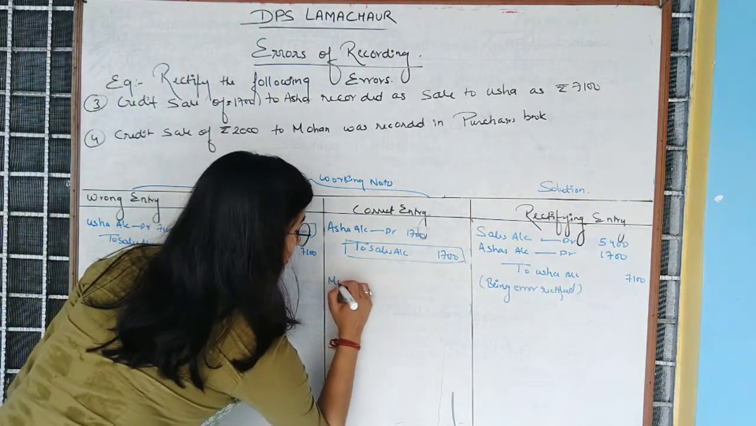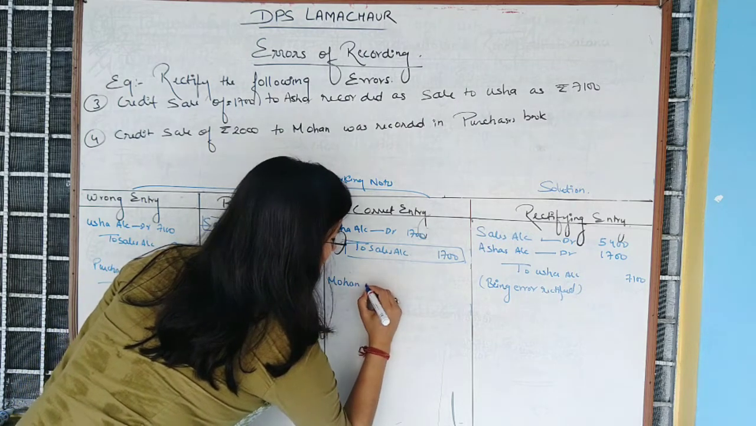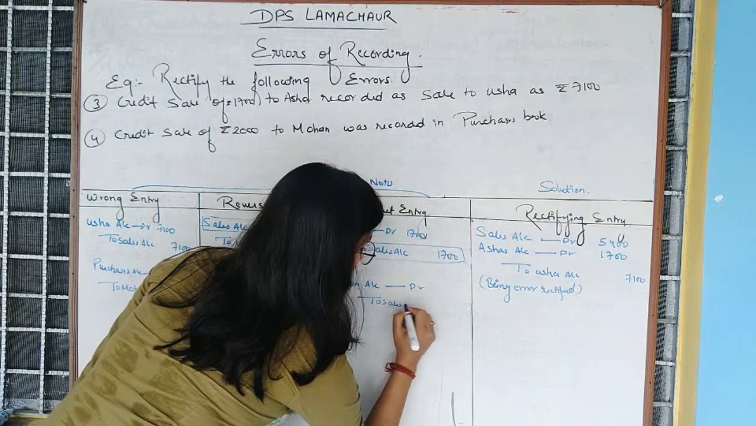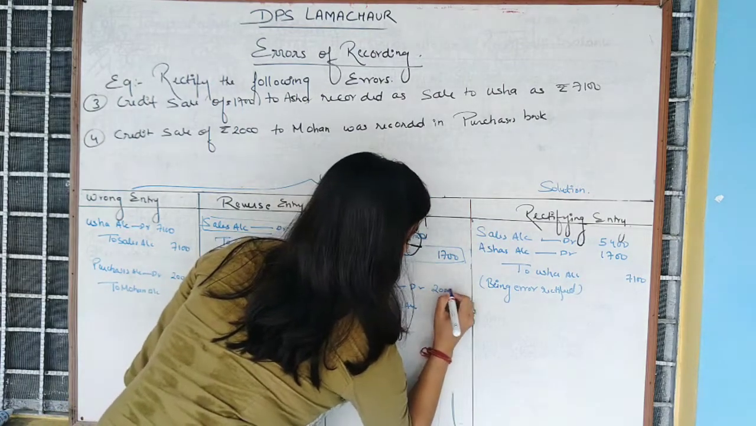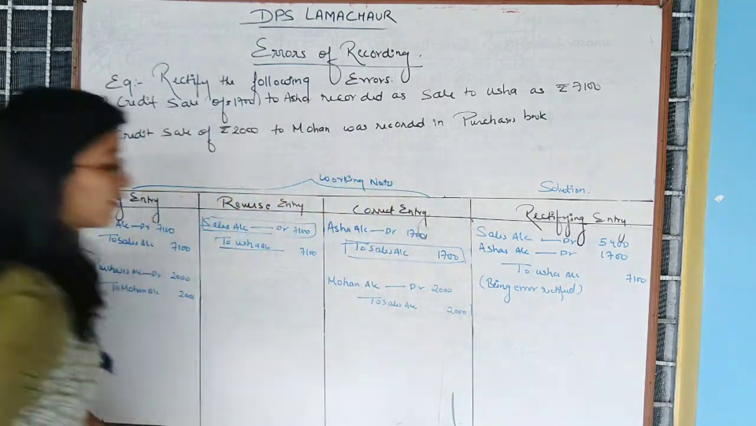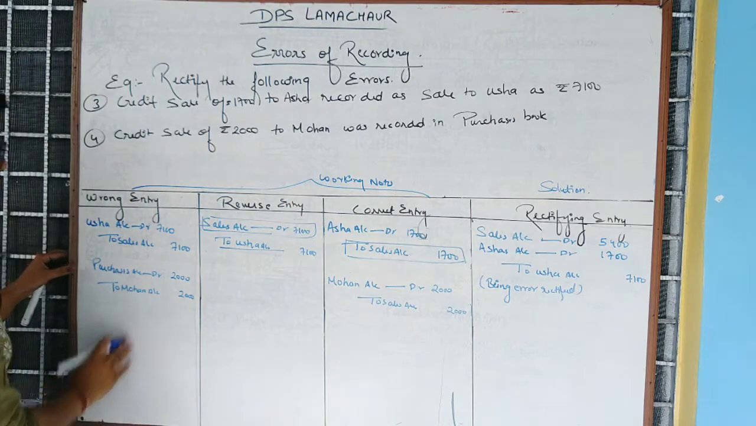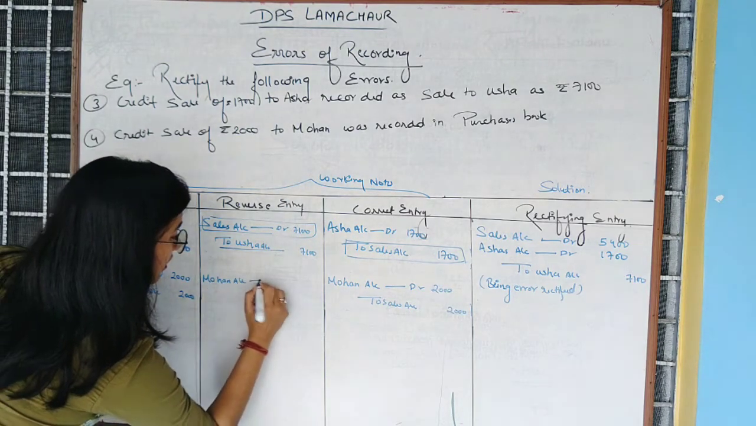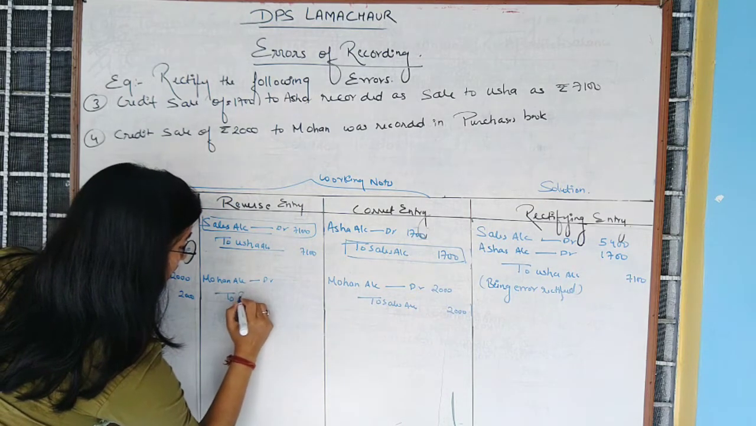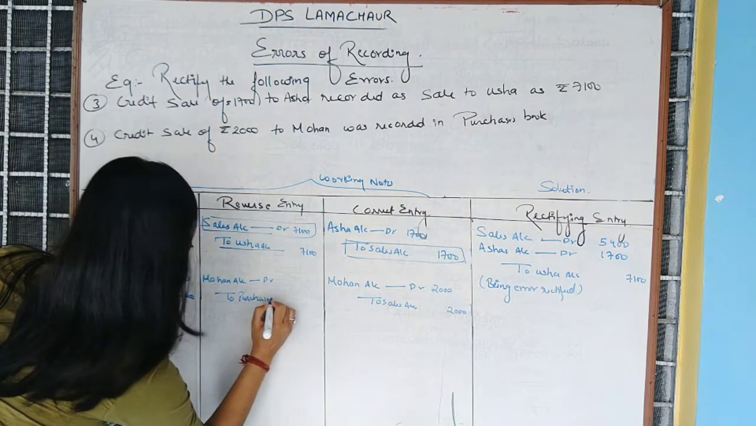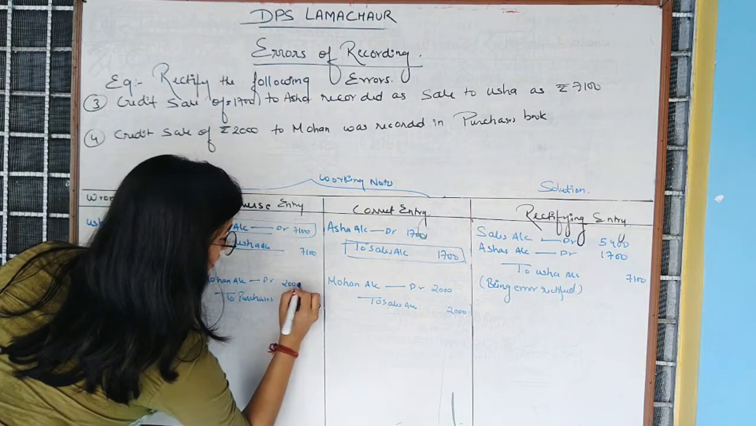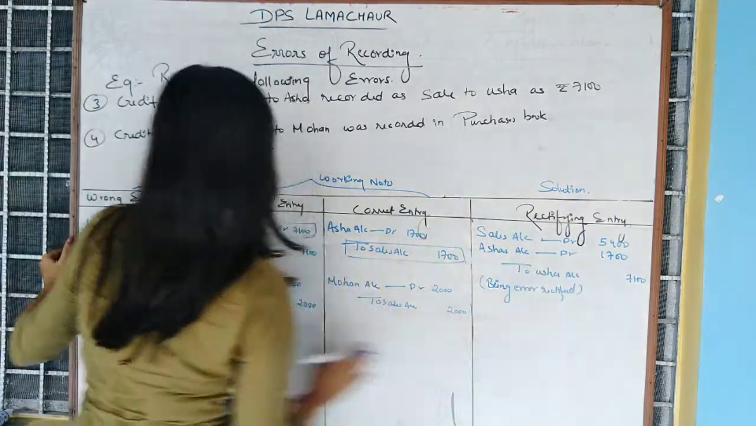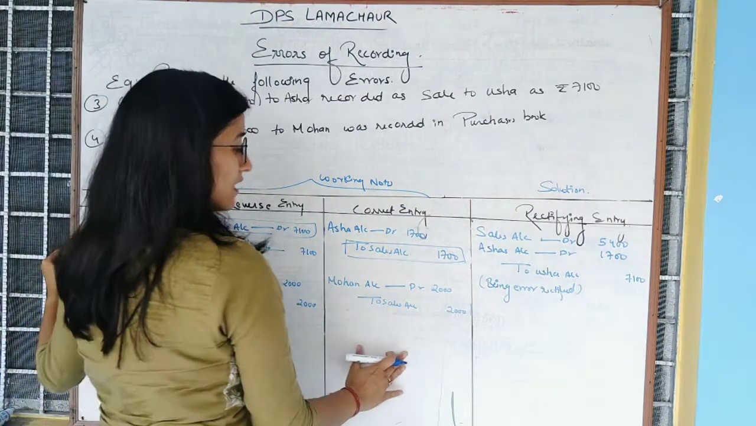That means Mohan account debit to sales account. Amount is 2000 and 2000. Now reverse of wrong entry will be Mohan account debit to purchases account. Amount is 2000. To rectify this entry, we will see the reverse entry and the correct entry.